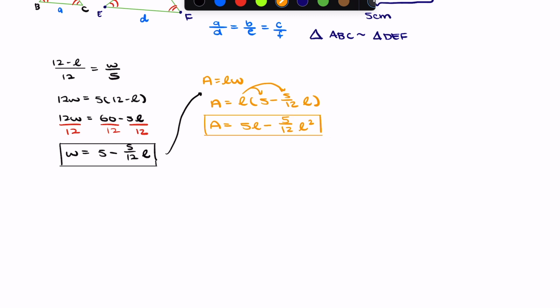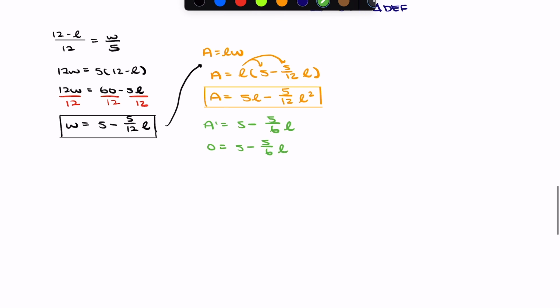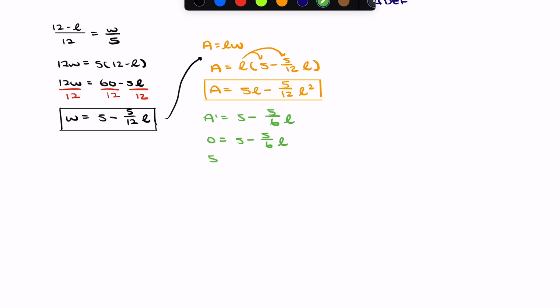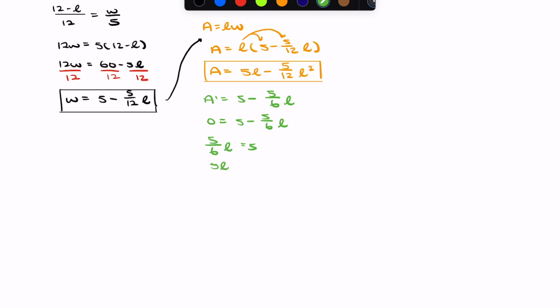So here, now we'll find the derivative of A. So A prime is equal to 5 minus 5 over 6 L. Let's make that equal to 0. So 0 is equal to 5 minus 5 over 6 L. Let's move negative 5 over 6 L to the other side, which gives us 5 over 6 L is equal to 5. And there, 5L will be equal to 30 when we multiply the 6 over, and so L is equal to 6 centimeters.